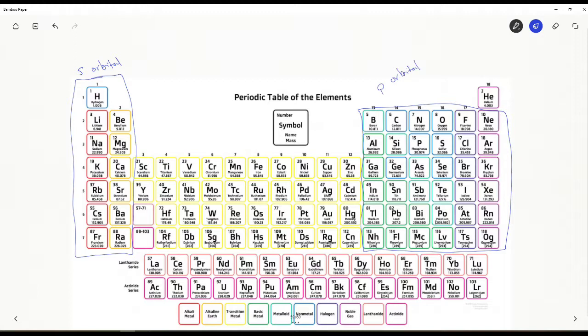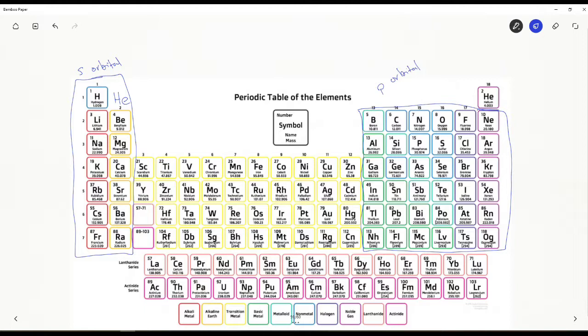Now, notice I did not put helium in my p orbitals because, of course, its electrons are not in the p orbital. Depending on the periodic table that you are using, you may notice that helium is over here next to hydrogen. Or some periodic tables will put helium in both places because it can go both places. Because remember, helium has 2 electrons and they both go in that 1s orbital.